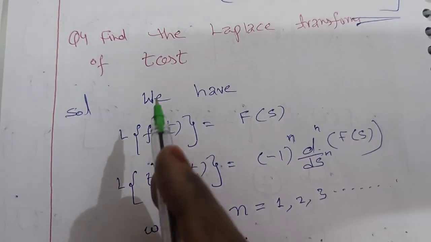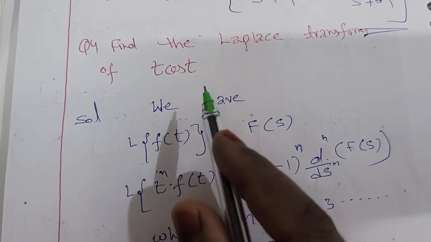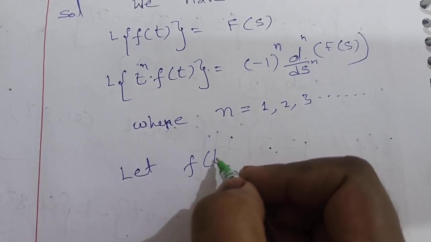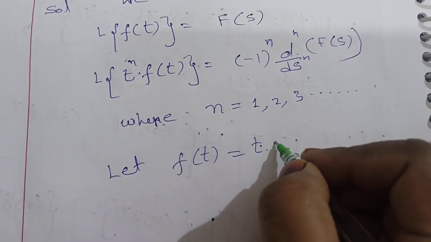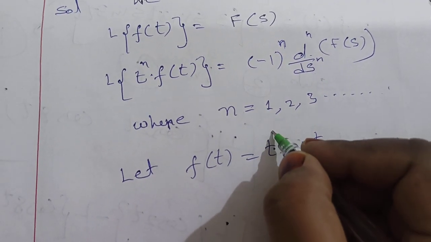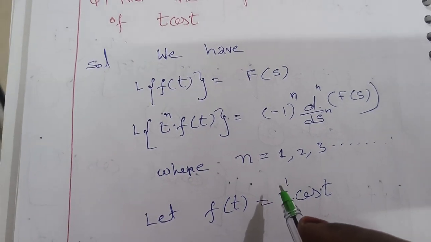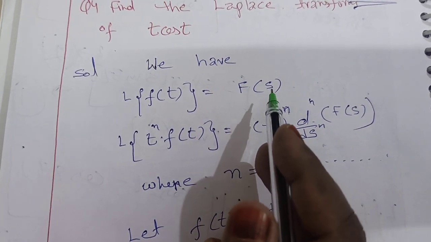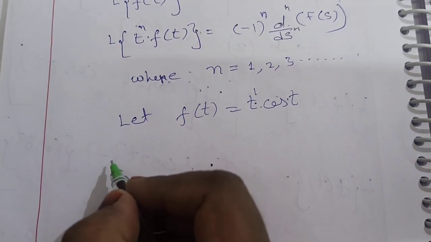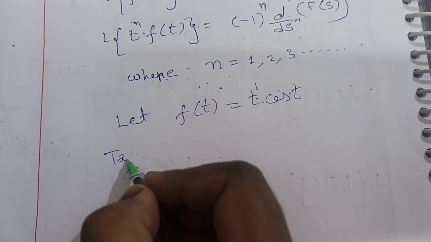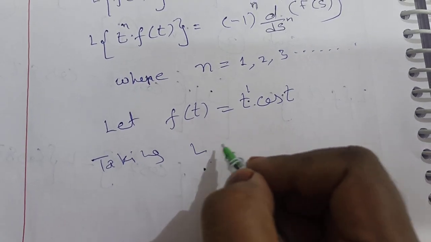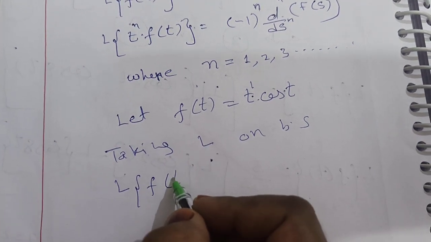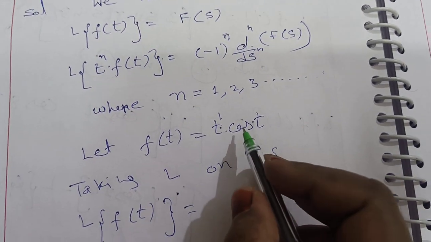So first we will write the given function: let f of t is equal to t cos t. Here t to the power of 1, n takes the value 1. So L of f of t is equal to F of s, and we have to find this value F of s. So we are taking the Laplace transform operator L on both the sides.